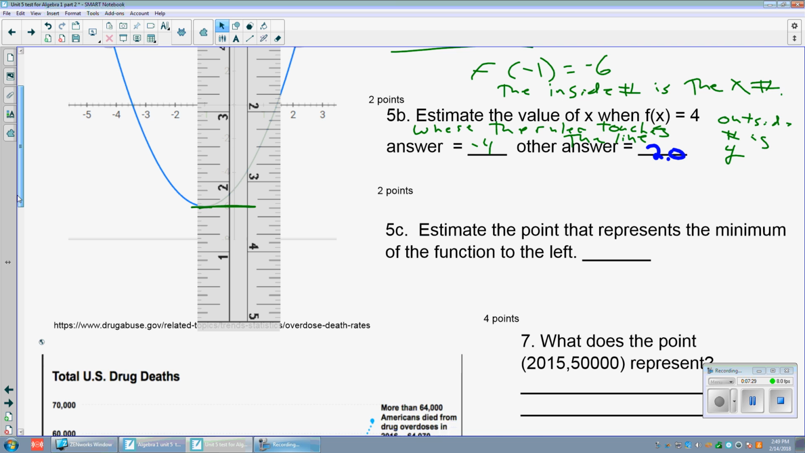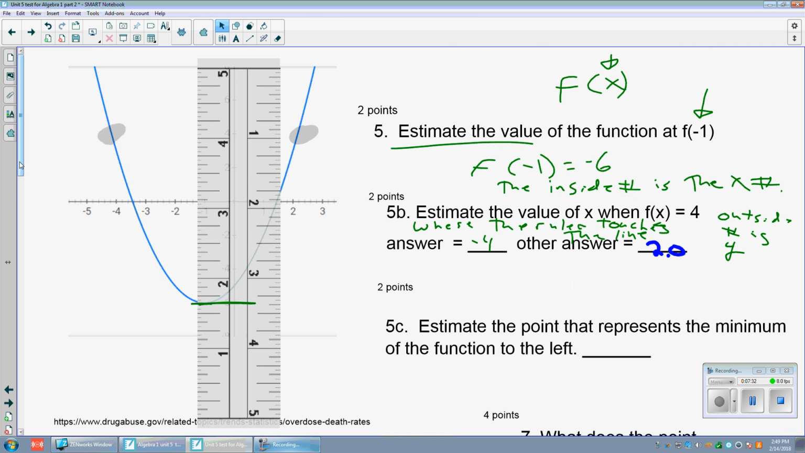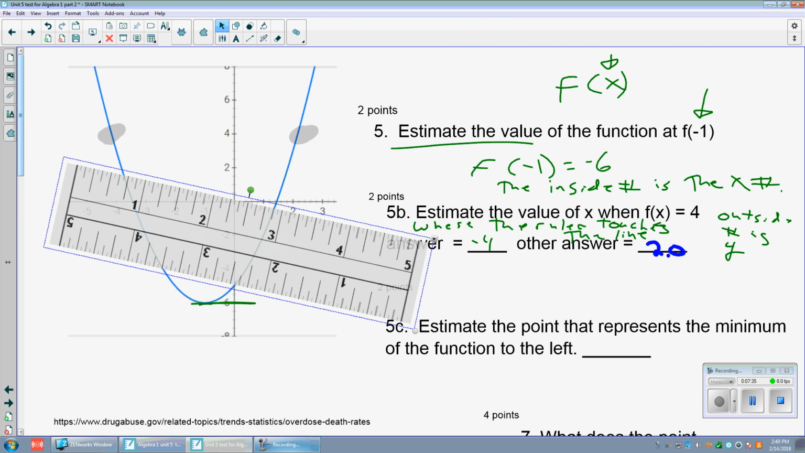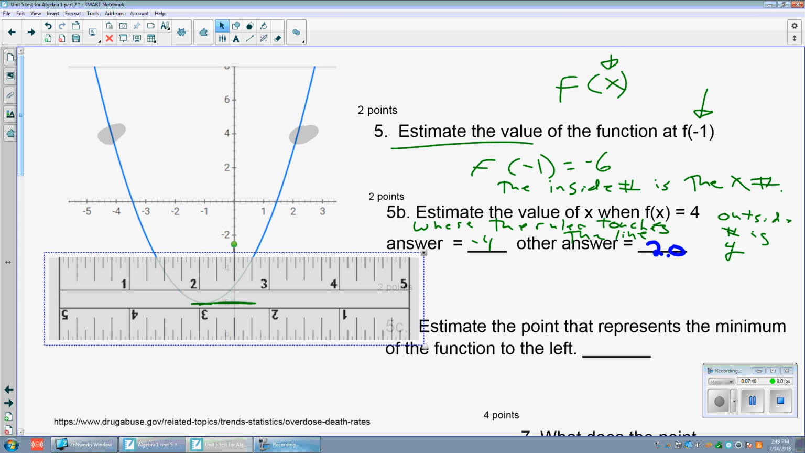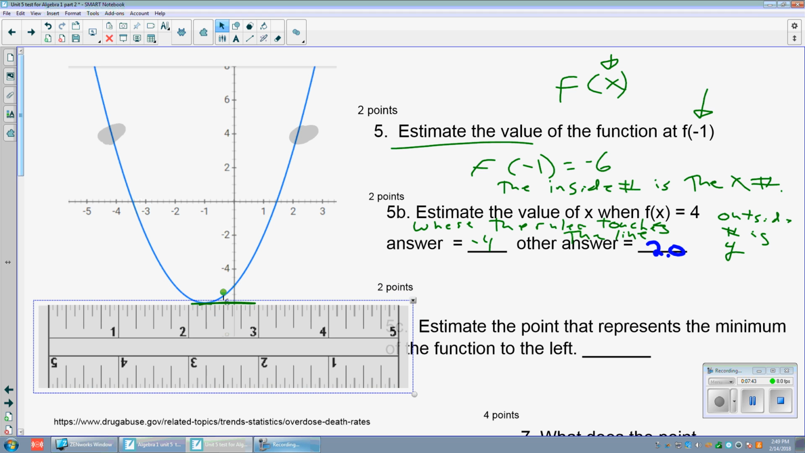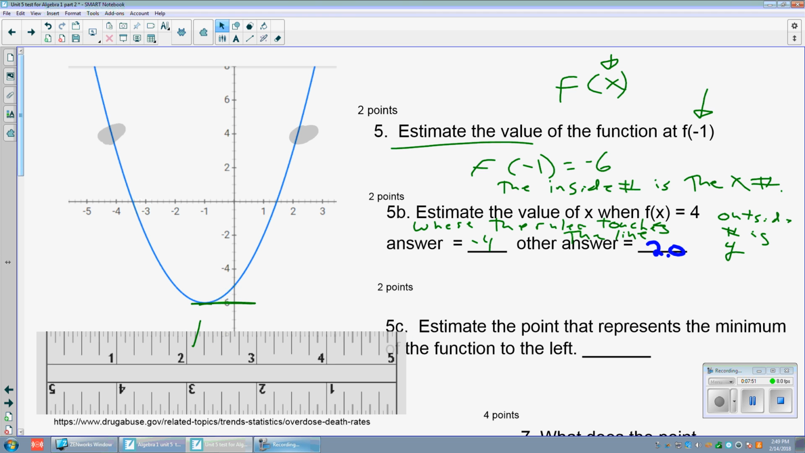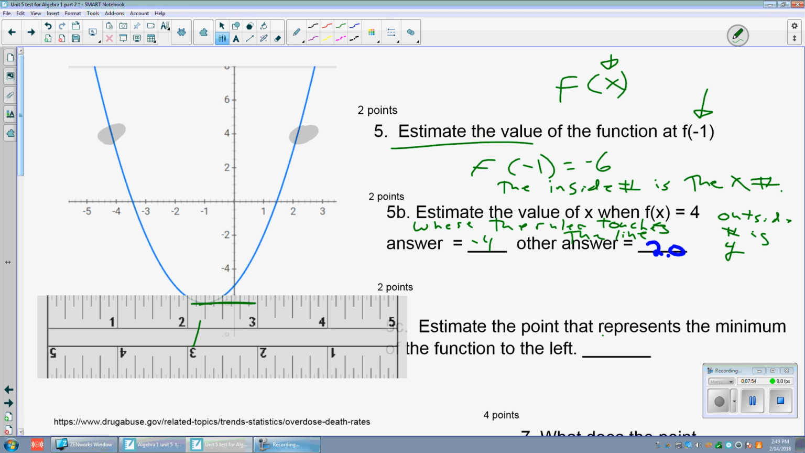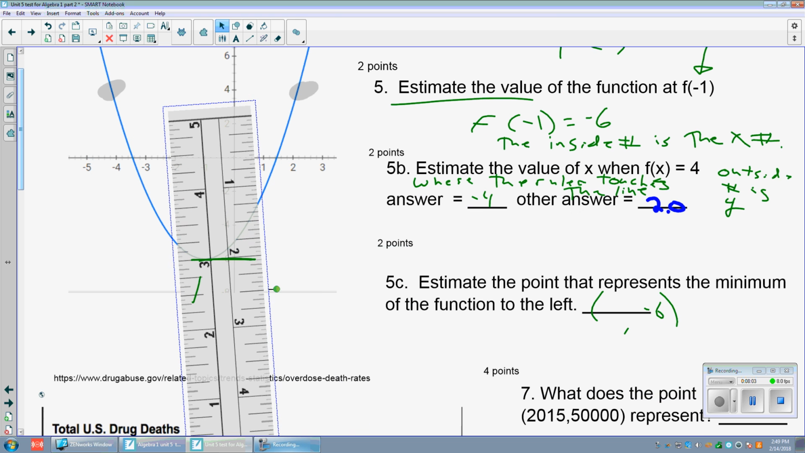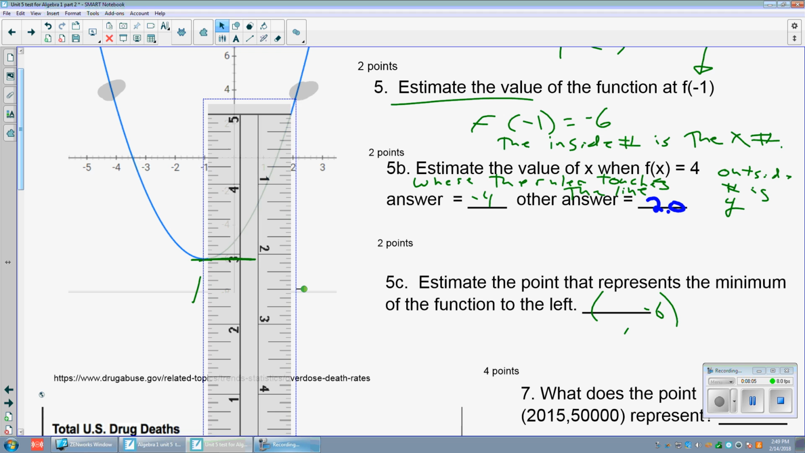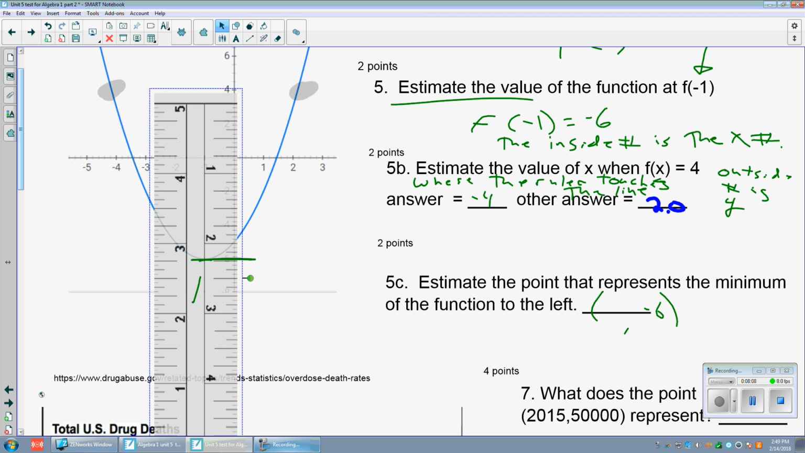And 5c, estimate the point that represents the minimum of the function to the left. Okay, this function over here, the one on the left. So where's the minimum? No, I'm not at the bottom yet because I'm still touching the blue line. Oh, wait a minute, Mr. Bryce, you had a redundancy in the question? Yes, but it says the point to the left. Okay, so I know the y value is -6. So when you do a point, you have the x and the y value. Now, do you remember what the x value was? No, so let's just check it again. -1. There it is. -1.